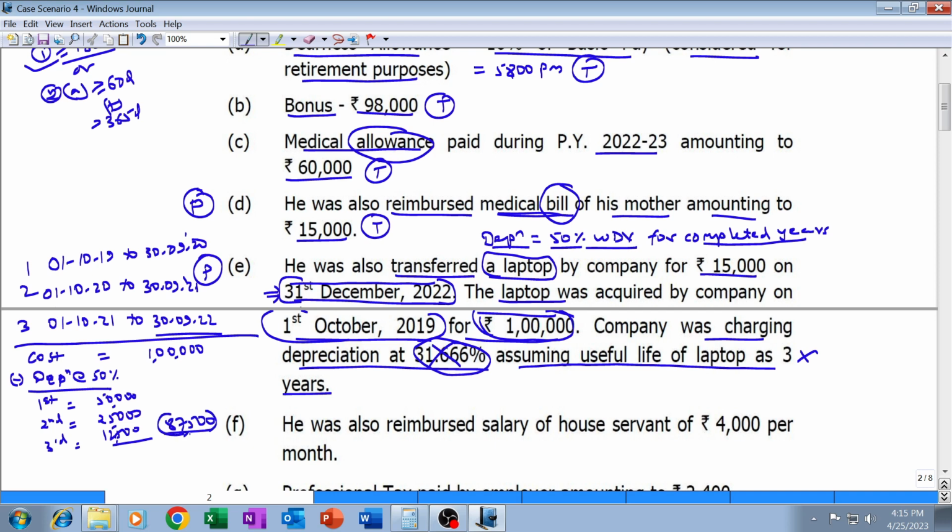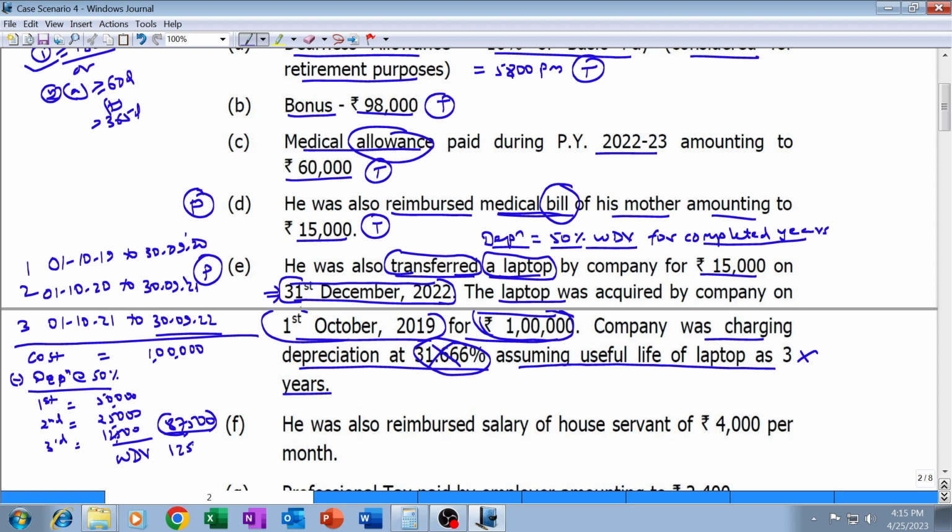So the WDV of this asset laptop drops down to, if you recollect, first of all let me remind you that if computer or laptop is given by employer to employee for using it, maybe for office purpose, maybe for personal purpose, then there is no perquisite taxable. But here it is not given for using, here it is transferred, therefore it will be taxable.